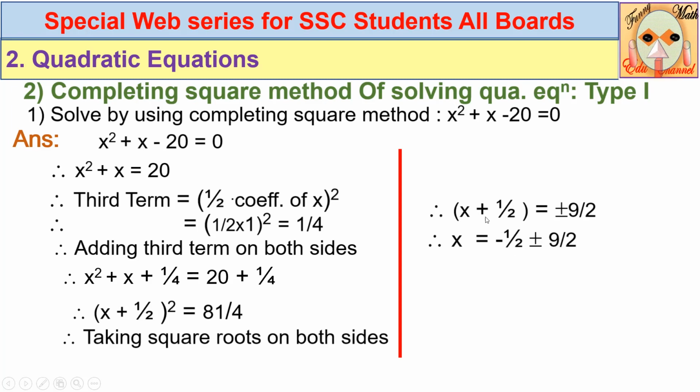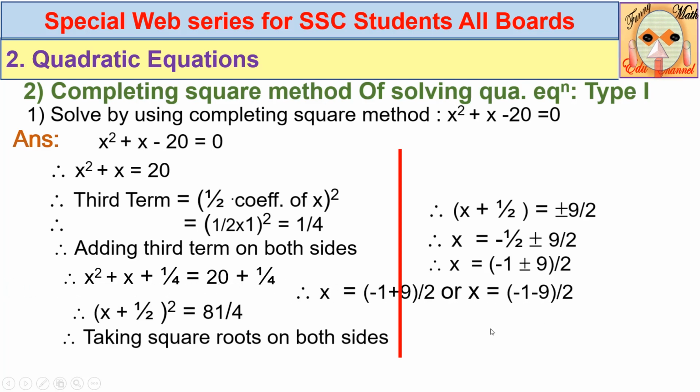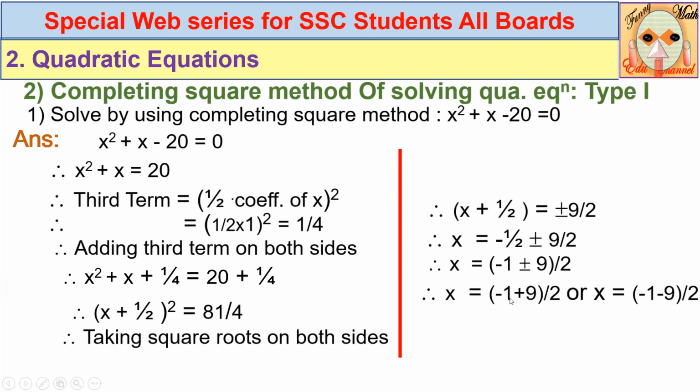Means you have to shift this plus 1 half to the right, you have this. Now in the next step we have the same denominator, that is 2. You can have in the numerator minus 1 plus or minus 9 upon 2. Now split this into two, that is first you write minus 1 plus 9 upon 2, or you get minus 1 minus 9 upon 2, means the minus sign and division by 2 are the same in both the cases.